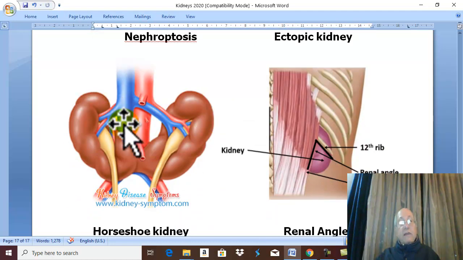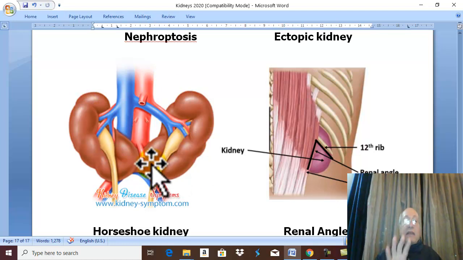You may find this. What is this? Two kidneys are fused together in the middle line by renal tissue called the isthmus. This isthmus is always below the level of L3. Why? This kidney is called a horseshoe kidney, and it maintains the original anatomical position in the fetus.